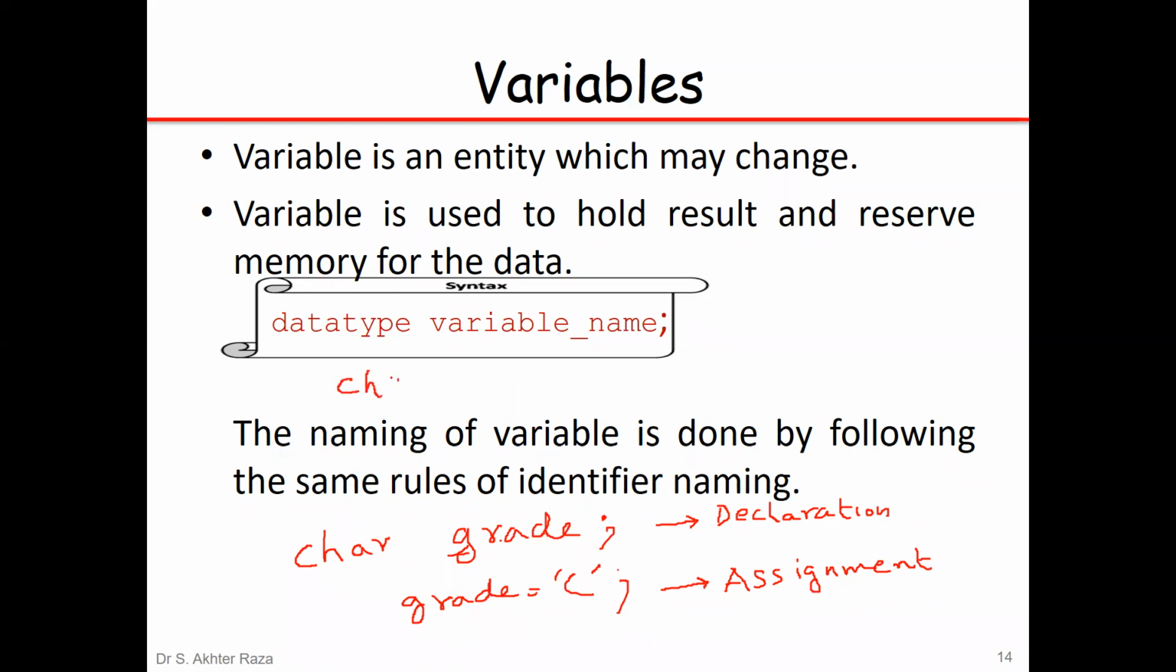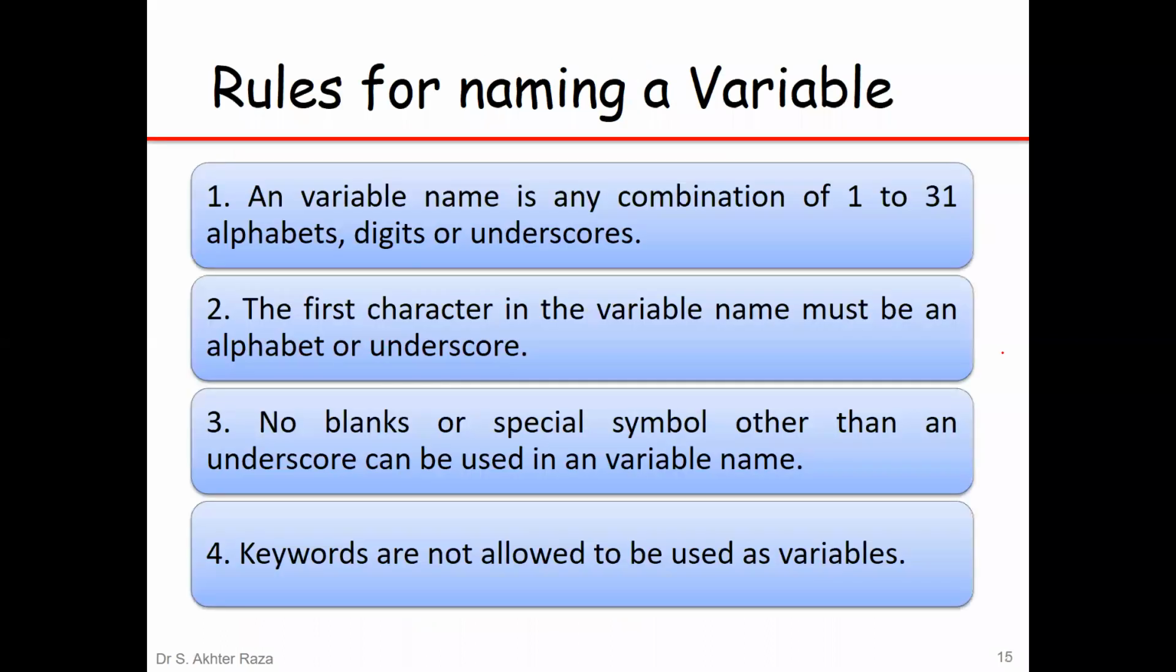I can write down these two as character grade is equal to F semicolon. So this is declaration and this is assignment. The assignment and declaration can be done in one line. This is called assignment and declaration statement at a time. So we can use either separate declaration and then separate assignment, or we can do both at a time in one line. Both are valid in this compiler or in this language.